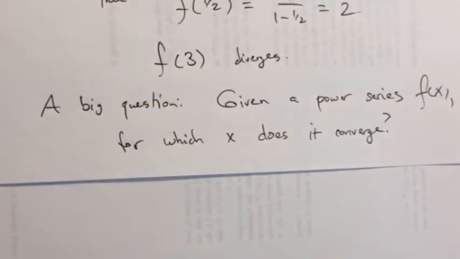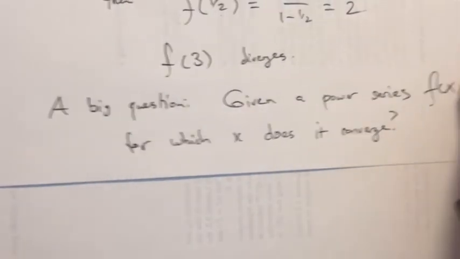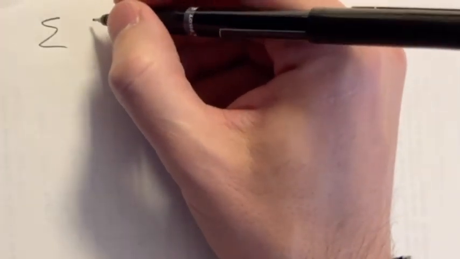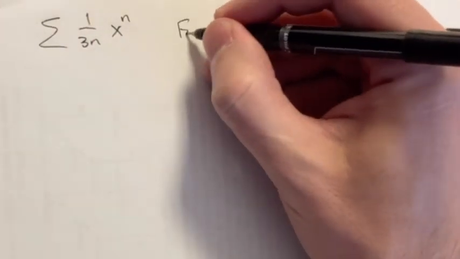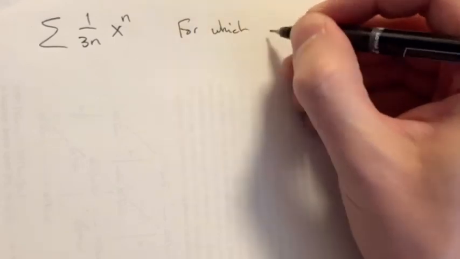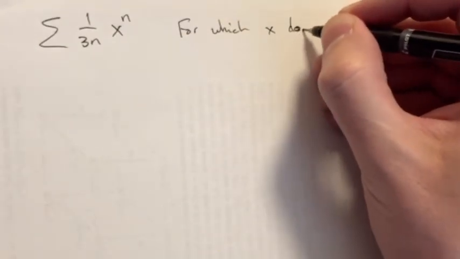But in other examples, it's not easy to say. And this is a big question that we're going to have. If you arrange the coefficients in some other way, then how do you know if it converges or not? Here's another example. How about this power series? 1 over 3n times x to the n. I want to know for which x does it converge?